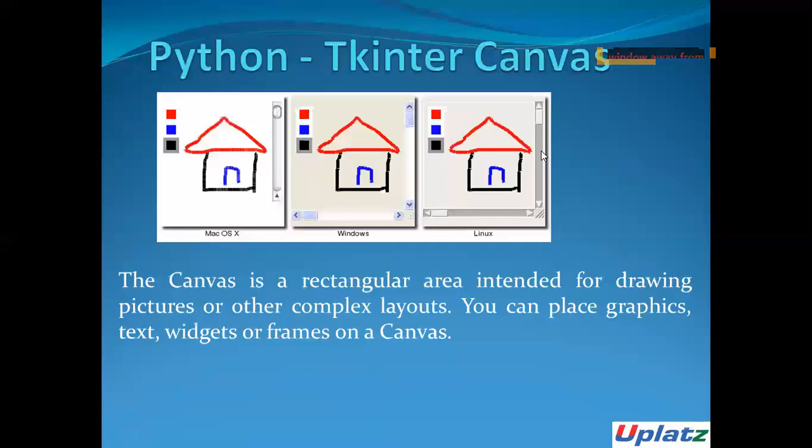Then we have the scroll region. This scroll region is a tuple of 4 values, the west, north, east, and south, that defines how large an area the canvas can be scrolled, where W is the left side, N is the top, E is the right, and S is the bottom, that is the south direction. Then we have width, size of the canvas in the X dimension.